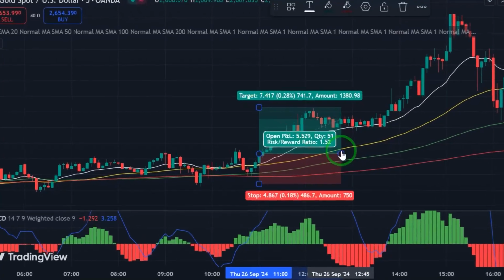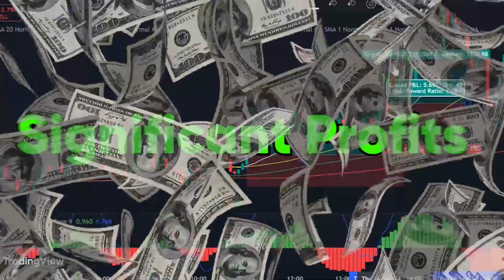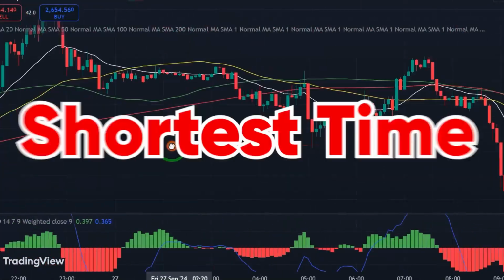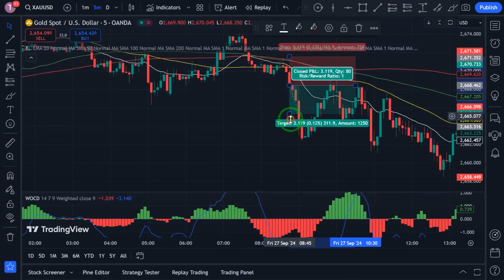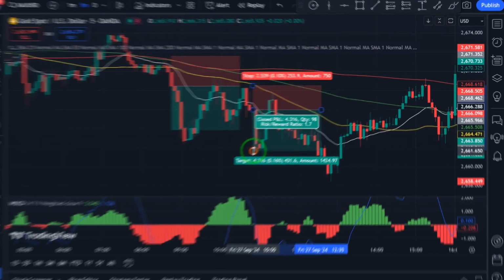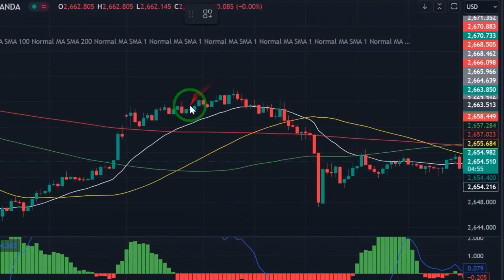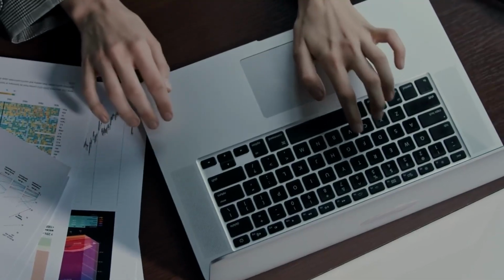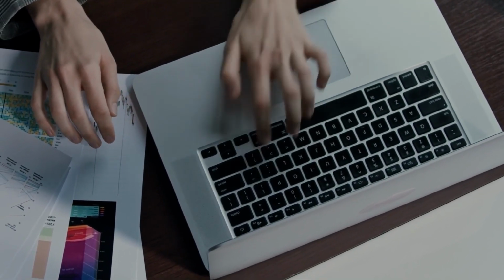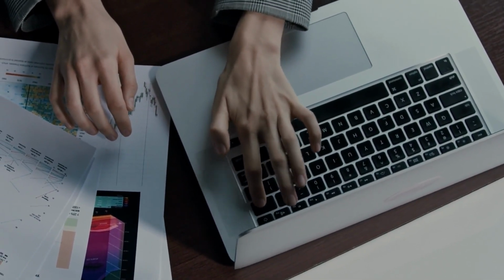Have you ever looked for a strategy that can bring you significant profits and grow your account in the shortest time while ensuring these profits are consistent? And all this while requiring minimal time to find entry positions on the chart? If you're a trader, you must have searched for such a strategy just like I did.